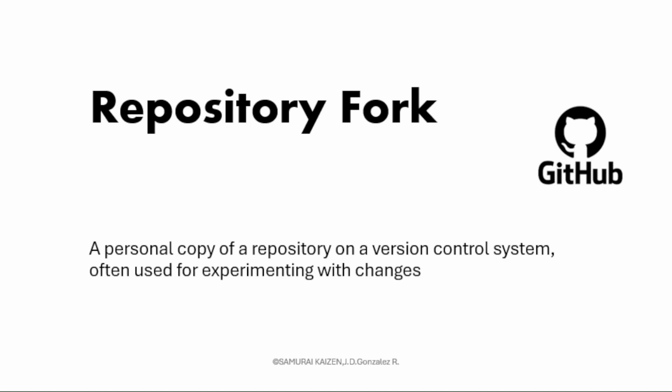Repository fork, which is a personal copy of a repository on a version control system, often used for experimenting with changes. An example of these platforms would be GitHub.